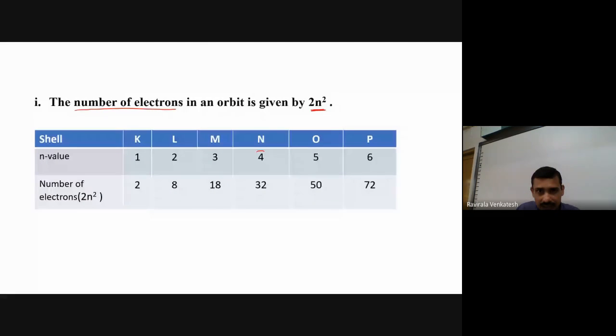Understood? See, the principal quantum number, if it is 1, its symbol will be K, L, M, N, O, P, isn't it? P is nothing but sixth orbit. O means what? Fifth orbit. What am I calculating here? I am calculating how many electrons are present in the fourth orbit. Okay. Now n is equal to what here? 4. Now substitute in this one, 2 into 4 square is equal to how many electrons are present? Tell me. 32. 32 electrons.